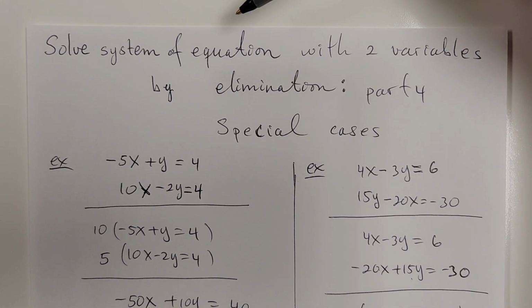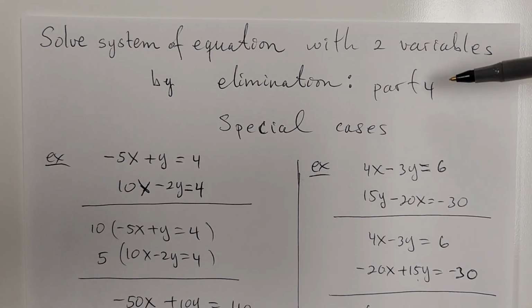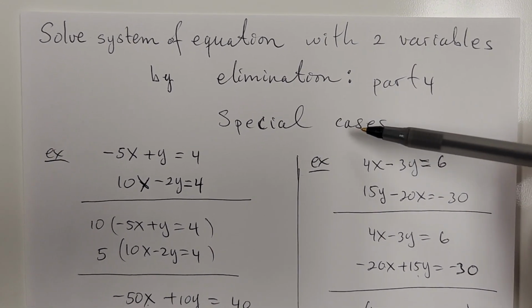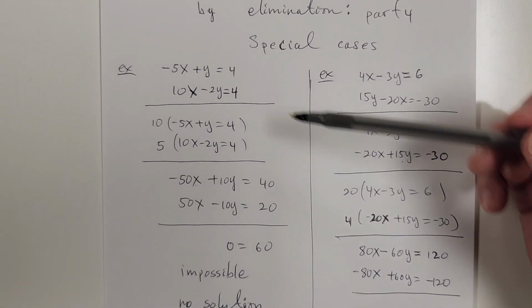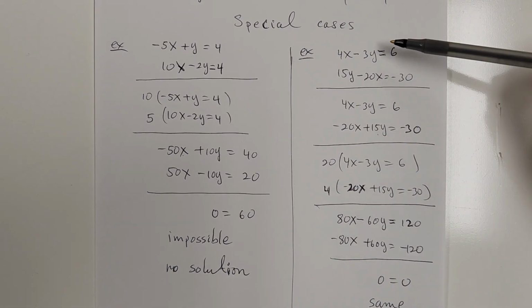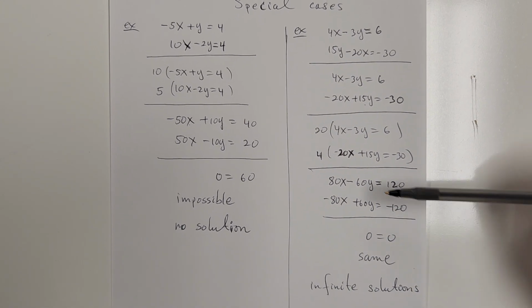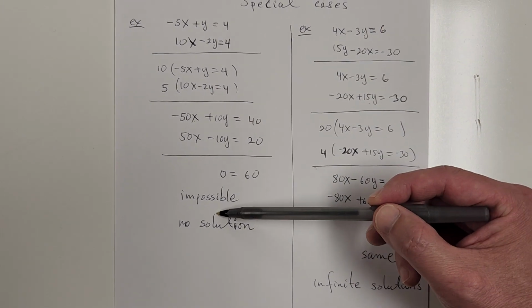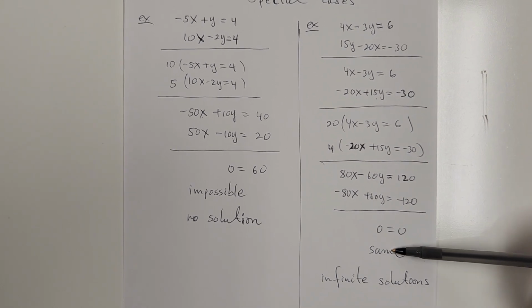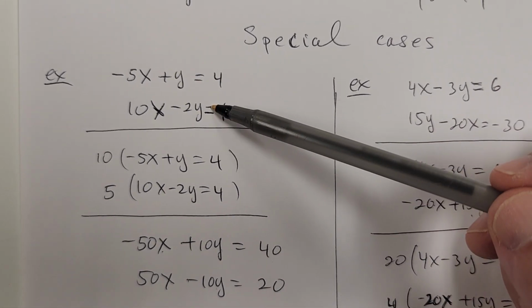This lesson is solve system of equation with two variables by elimination part 4. This is for special case. On the left hand side when it is no solution, on the right hand side when it is infinite solutions. Okay, so the left will be no solution, the right will be infinite solution. So on the right, here is our example.